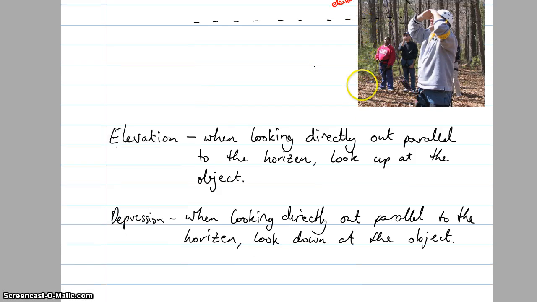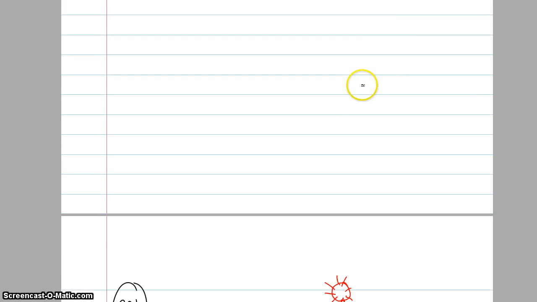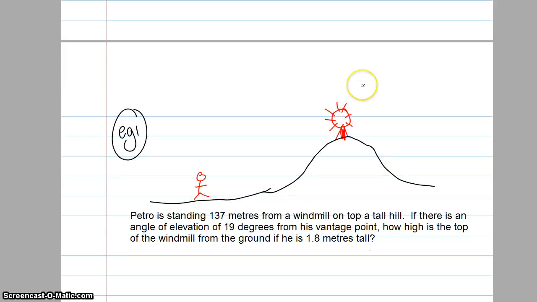Okay, I'll give you a couple of examples to kind of help you understand this one, because it can be a little bit tricky. Here I've got a great drawing of a hill with a windmill on the top of it. Looks like a great windmill, doesn't it? There we go. Petro is standing 130 centimetres from a windmill on top of a hill. If there's an angle of elevation of 19 degrees from his vantage point, how high is the top of the windmill from the ground if he is 1.8 metres tall?